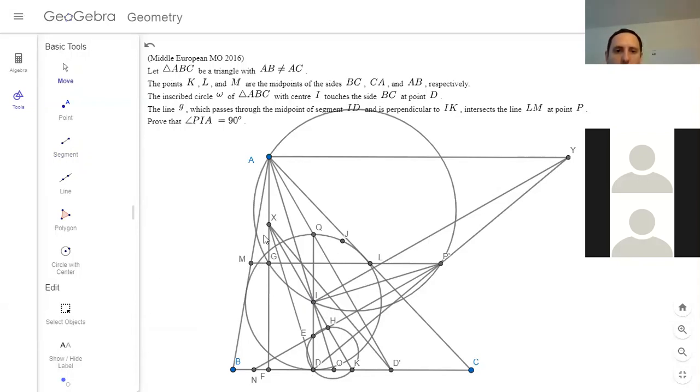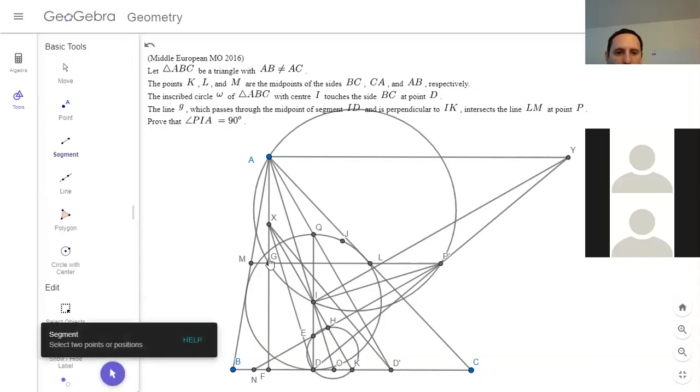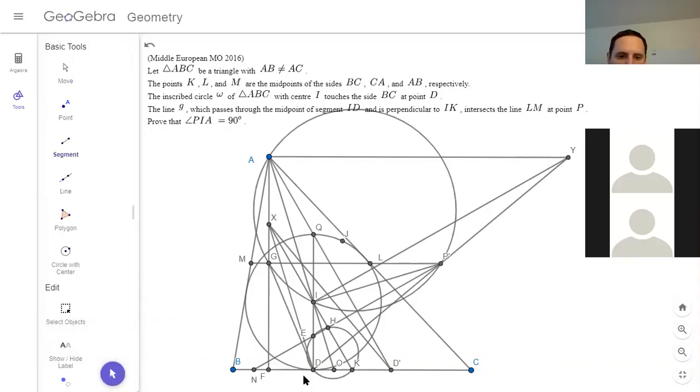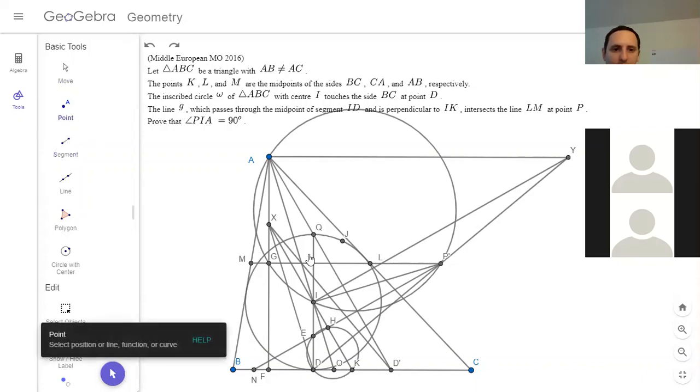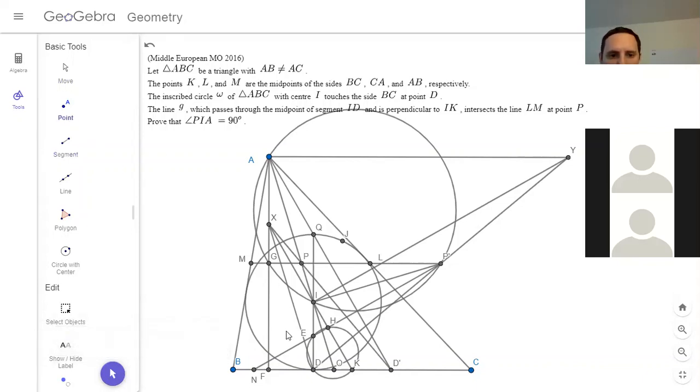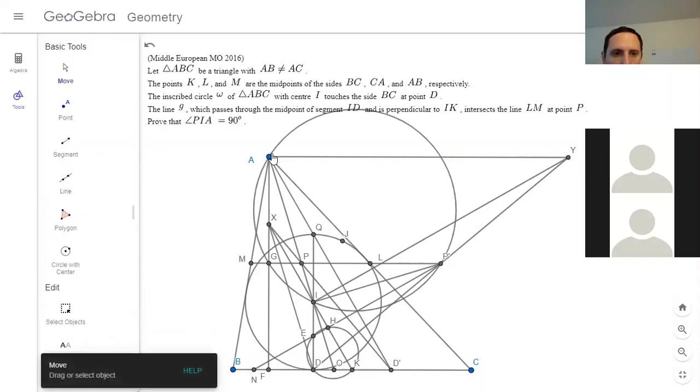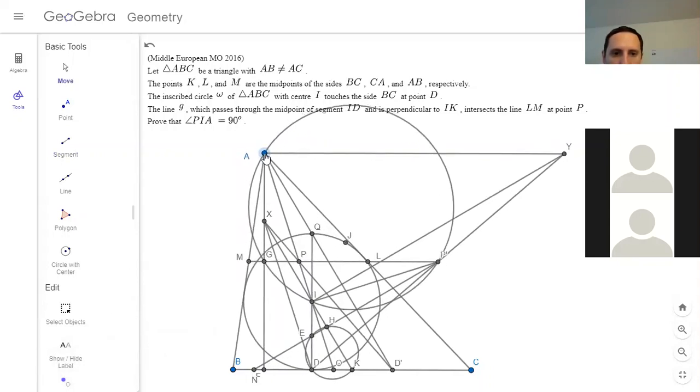Is GD parallel to AI? I don't think so. It looks like, yeah, I think these are concurrent here. Right? I think that's like a property. Maybe it's a coincidence, but I don't think it is. Yeah, no, those are collinear.